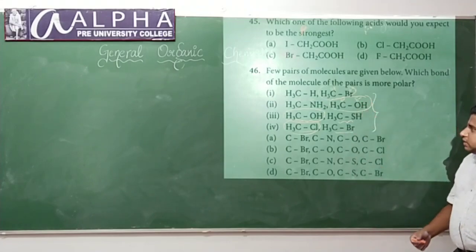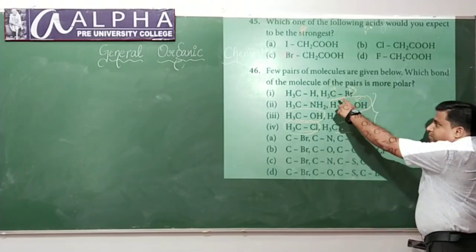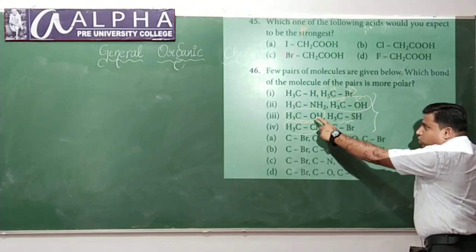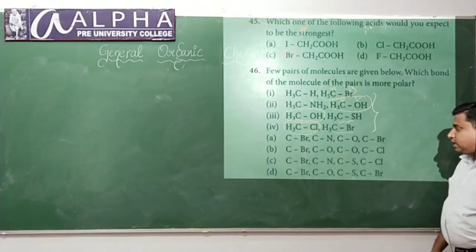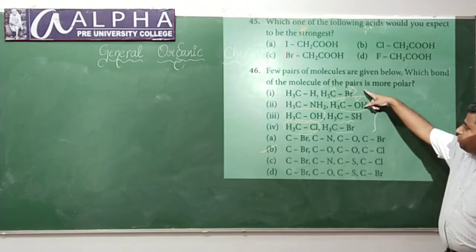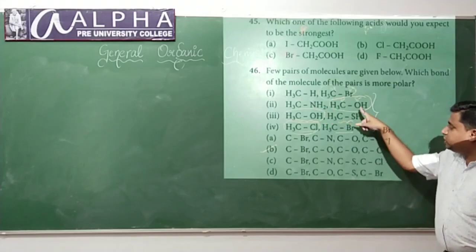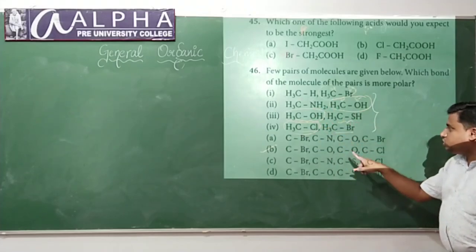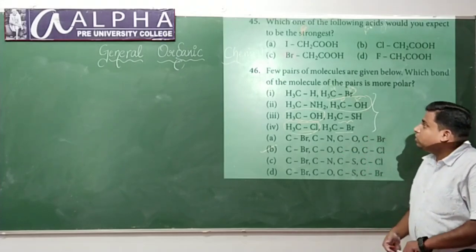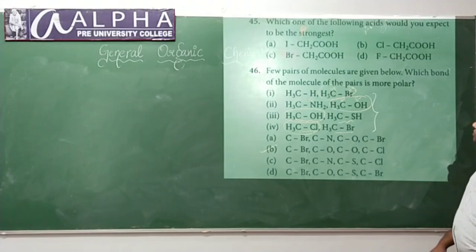So, what is the correct answer? In the first option, CBr, in the second option, CO, in the third option, CO, and in the last option, CCl. So the correct answer is going to be option B, isn't it? The first option is CBr, the second option is CO, the third option is also CO, and the fourth option is CCl. So the correct answer is going to be option B. Yes? Okay. Now, going on to the 45th question.